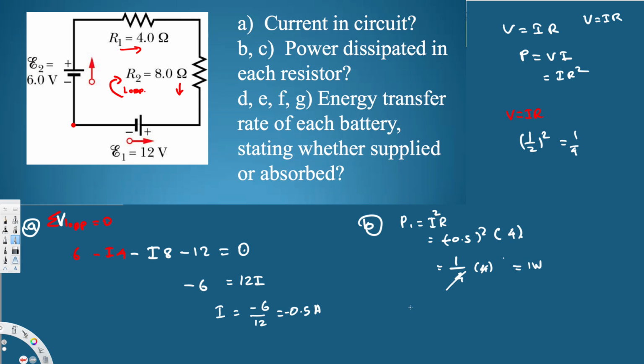Let's look at the power at R2. Let's say P2, so this is the C part. Here we use the same equation: P2 is equal to I squared R. I squared we already know, that's 1 over 4, and then R is 8. So this is going to give us 2 watts. Let's do the next question.